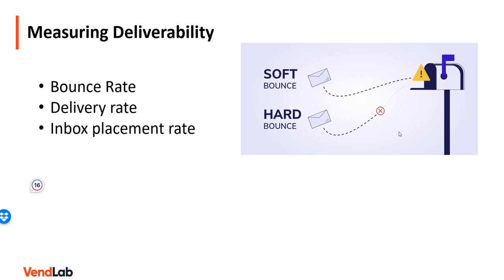A few hard bounces are inevitable, as you'll always have a few invalid emails. However, when you get a hard bounce, you should remove these contacts from your list as soon as possible to protect your sender reputation. A soft bounce indicates a temporary email deliverability problem.